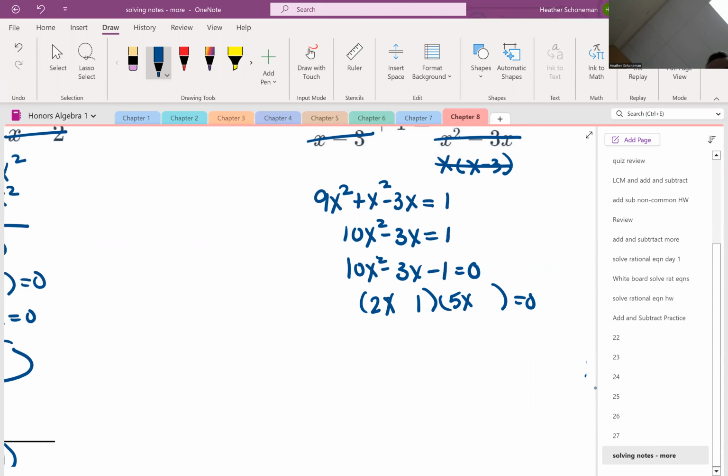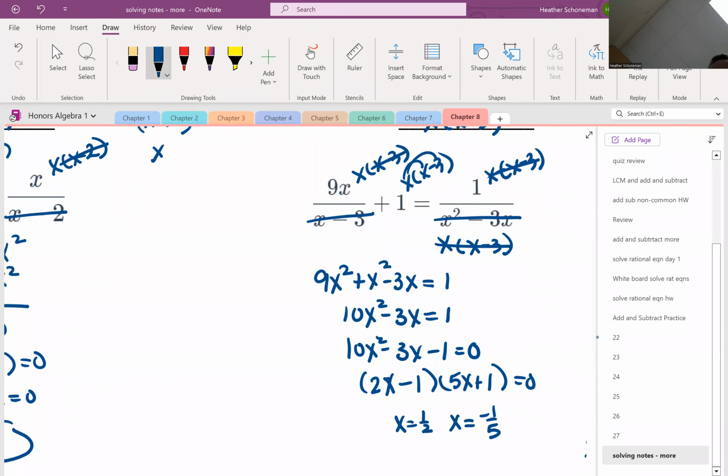The only way I can get 1 is 1 and 1. So that's easy to check. This gives me 5 and 2, which I could definitely get negative 3 if the 5 was negative. So I know those work. So when I solve, here I'm going to add 1 and divide by 2. So x is 1/2. Here I'm going to subtract 1 and divide by 5. So it's negative 1/5. But again, if I plug those into my denominators, I don't know what I'm going to get, but I know it's not 0. So it can't be extraneous.